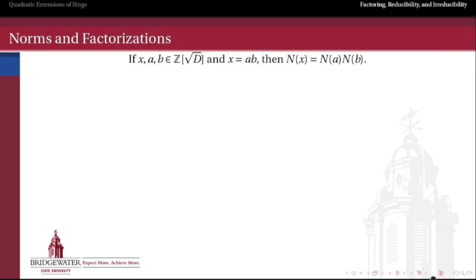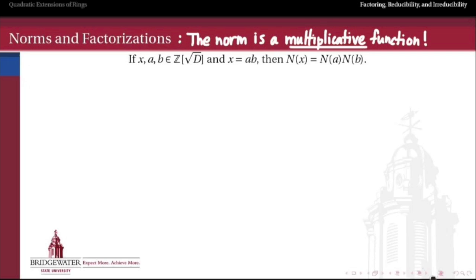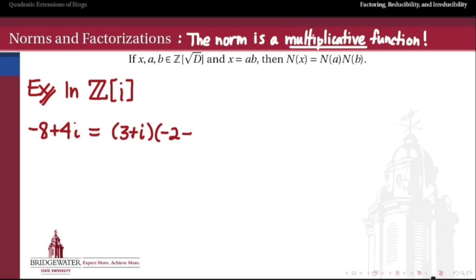The number one most important property of the norm function on a quadratic extension is that it is a multiplicative function. In other words, the norm of a product is equal to the product of the norms. So for example, in the quadratic extension by i, the Gaussian integers, negative 8 plus 4i actually factors into 3 plus i times negative 2 plus 2i.